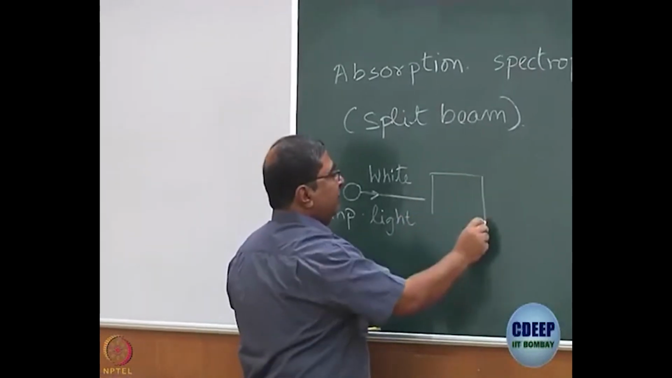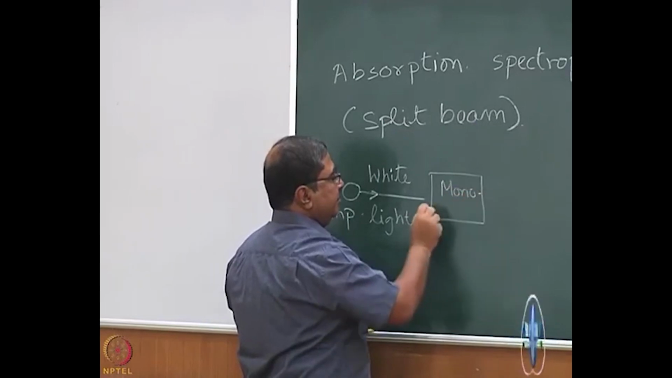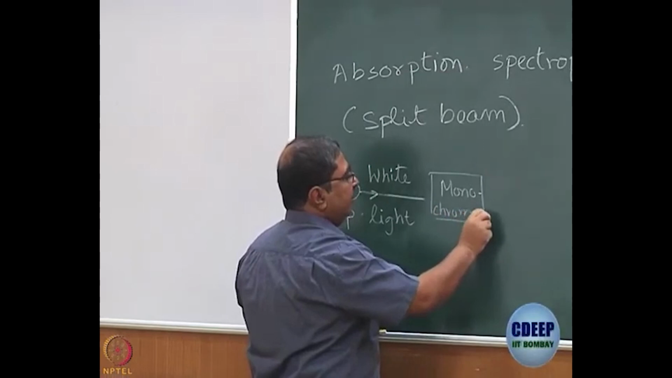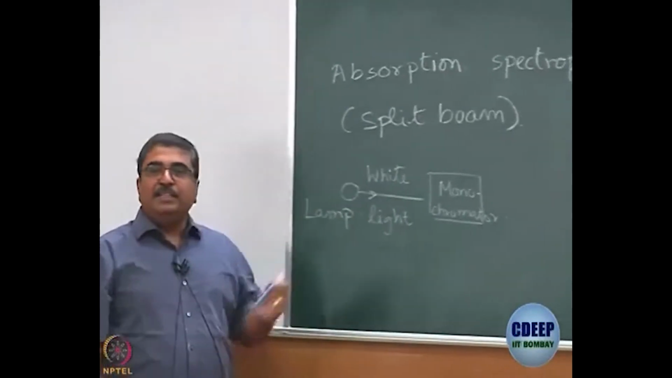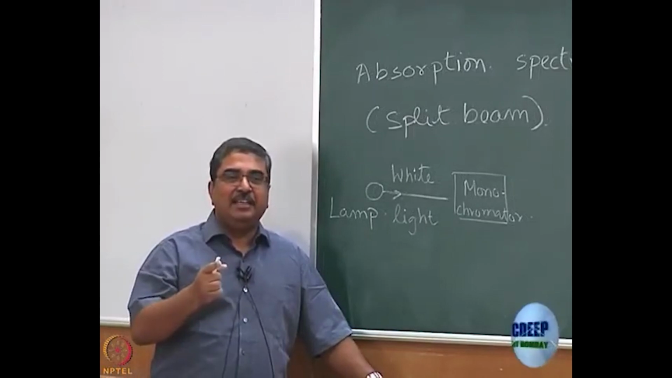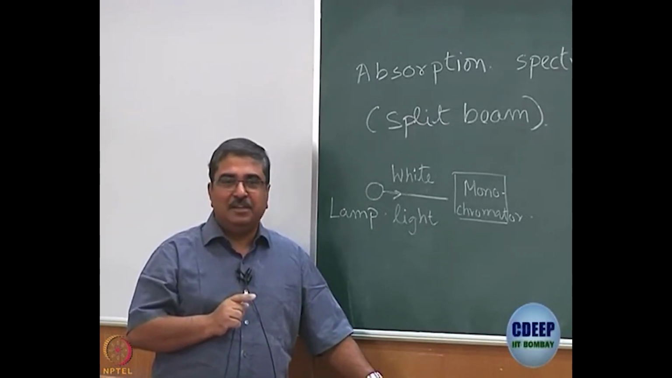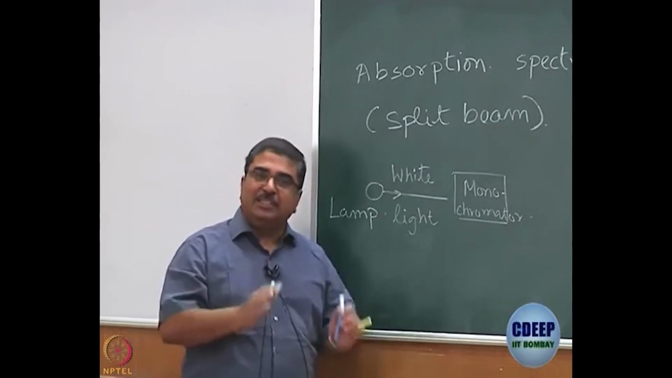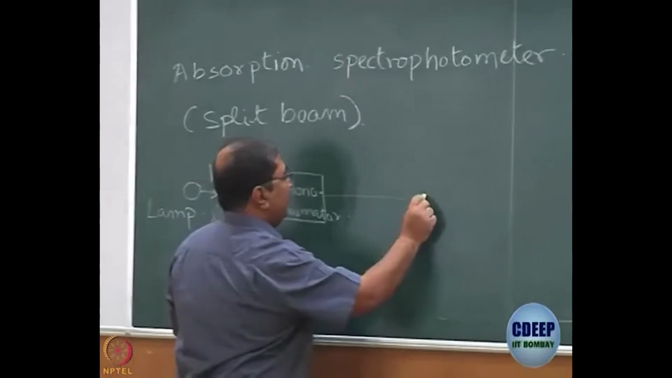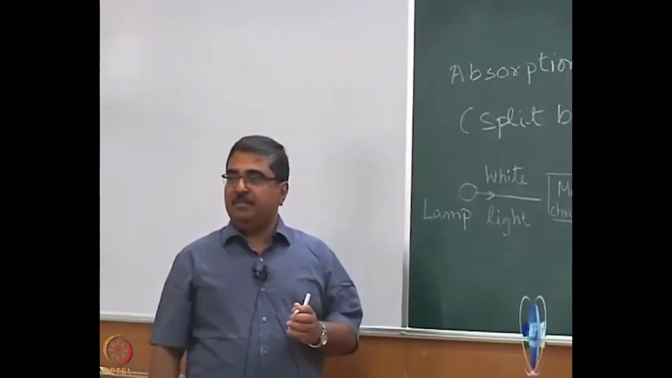Then we have something called a monochromator. The box is too small to write monochromator. What do you have inside a monochromator? White light. I want to get specific wavelengths from there. What should I use? A grating, right? But not just a grating, we will come to that in a while. So, that gives you the color that you want, let us say color of wavelength lambda.